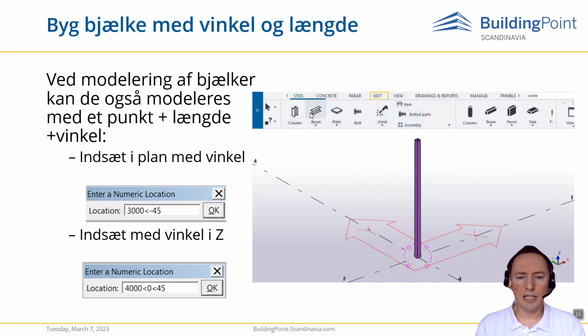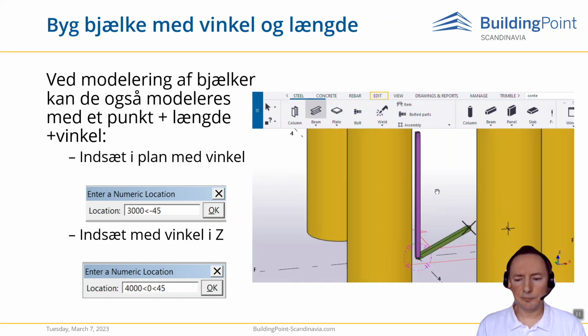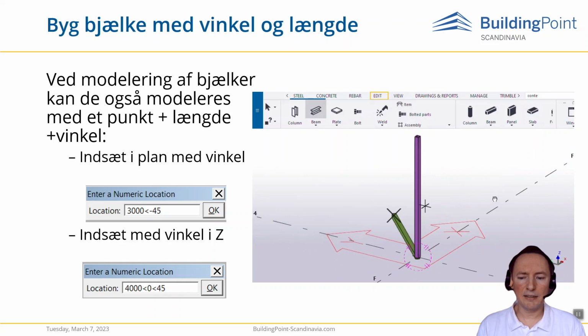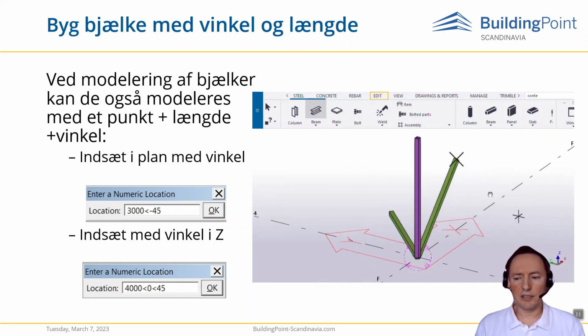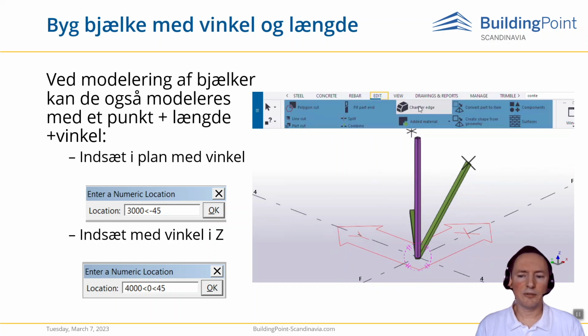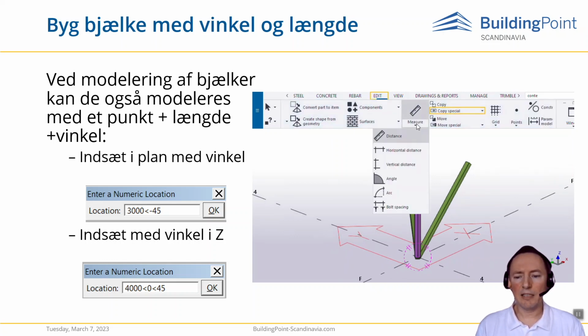I'll start my beam command. Now I'll pick my first point for the beam. And instead of picking the second point, I type on the keyboard 1000 for the length and 30 degrees. So now I get a beam here in the plane with 30 degrees from the x-axis. I can also do it the other way, out of the plane. Just the same, 1000, but now a 0 in the plane and 45 degrees in the Z direction. So now I get one beam in the plane and one beam out of the plane.